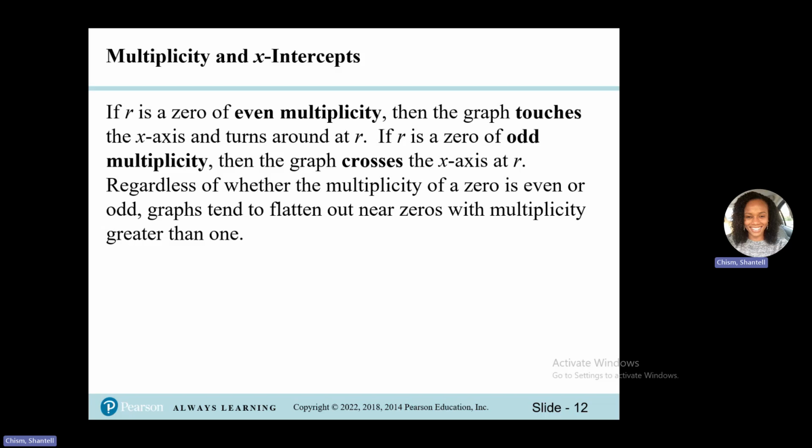Regardless of whether the multiplicity of a 0 is even or odd, the graph tends to flatten out near zeros with multiplicities greater than 1.